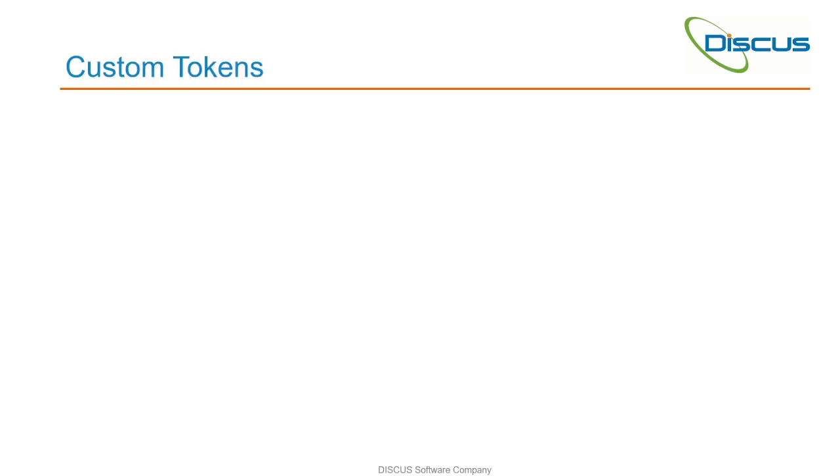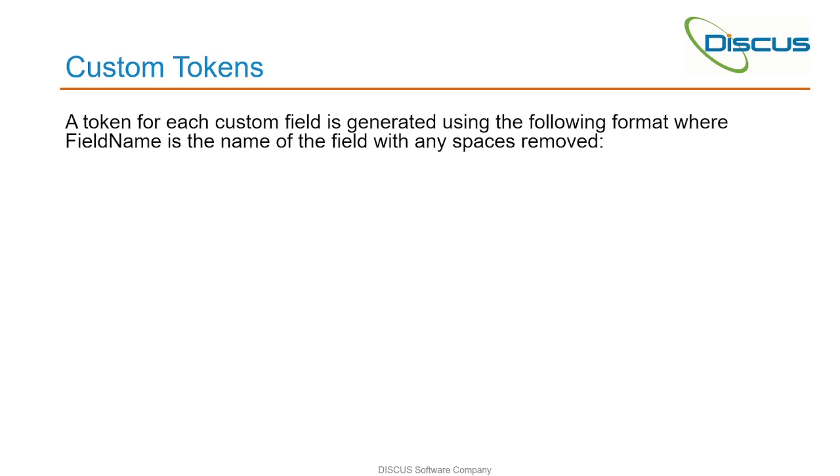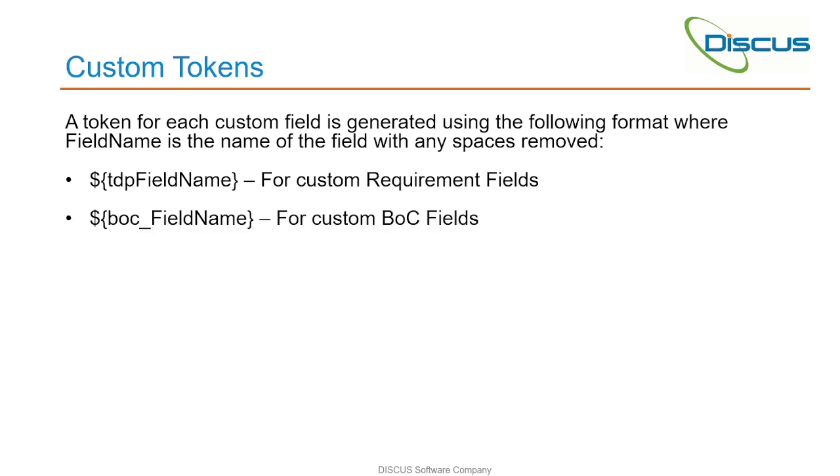What about custom tokens? In your DISCUS, you may have custom fields you've configured that are specific to your company. DISCUS allows you to export these as well. A token for each custom field is generated when you create a custom field. It uses the field name and it removes any spaces. For instance, this would be a static token for a custom requirement field known as just simply field name. This would be for a custom BOC result field.